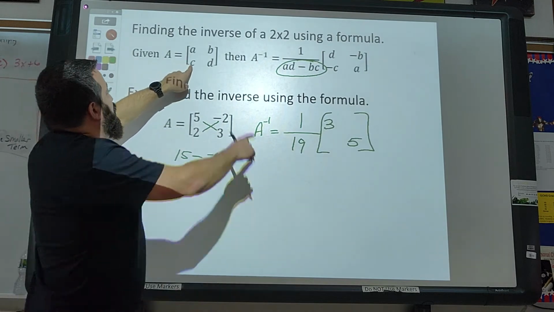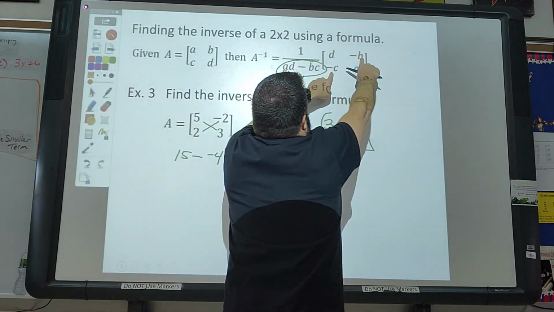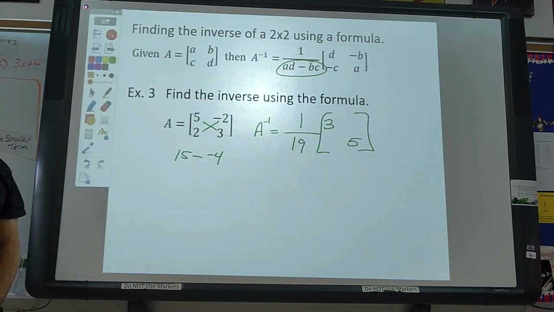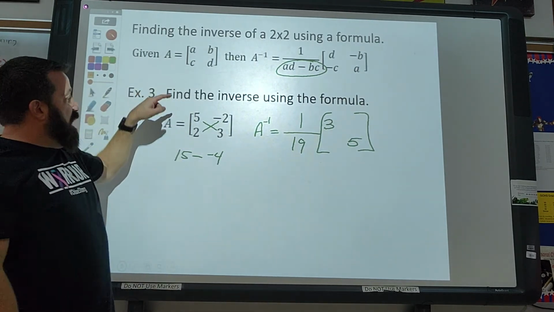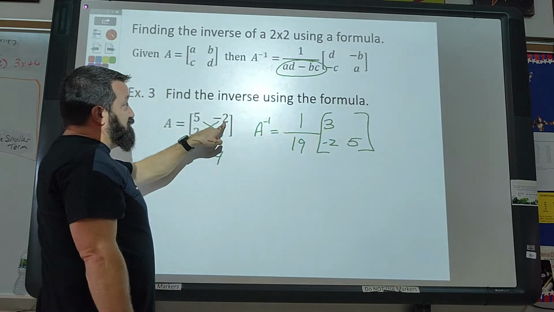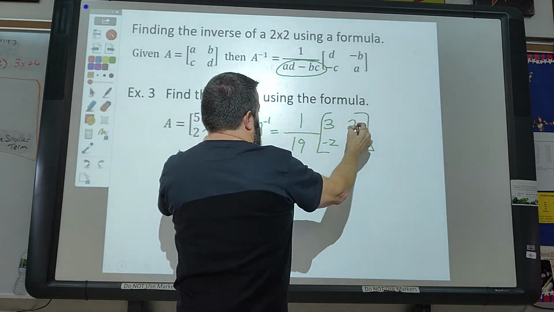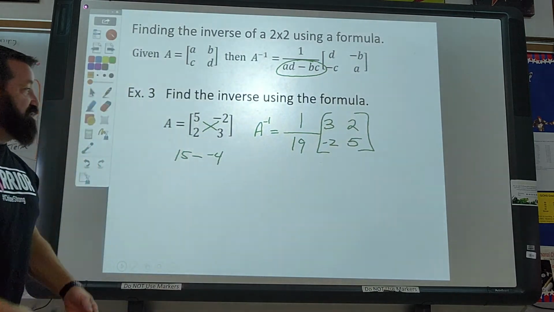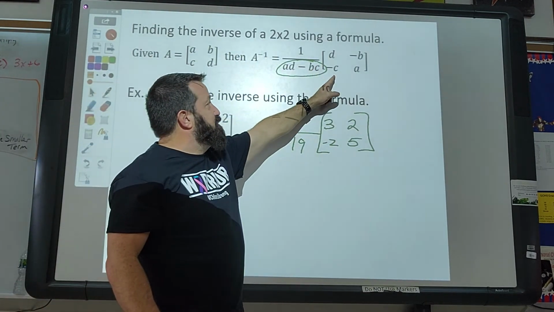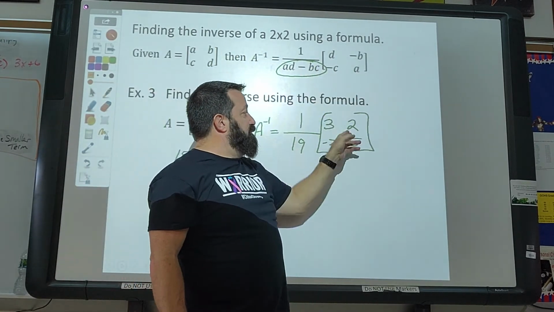Notice that C and B are in the same spots, but now instead of being C and B, they are the opposites of those numbers. So the opposite of 2 would be a negative 2. The opposite of negative 2 here would be a positive 2. So be careful. In this case, you might look at it and think, oh, those just switched places. That's not what happened. The C became the opposite of C. The B became the opposite of B.